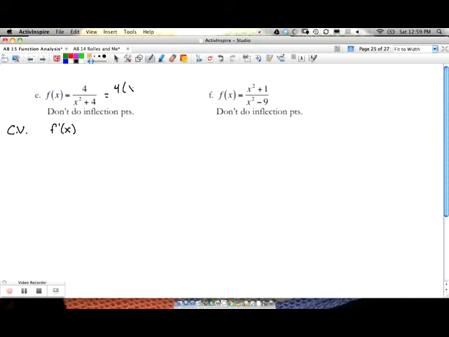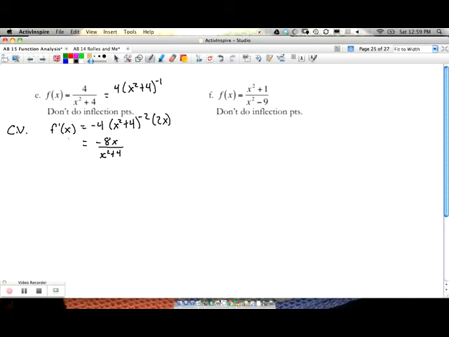Remember that this function up here is really 4 times x squared plus 4 to the negative 1. So that helps us take the derivative a little bit easier. It means the derivative is going to be negative 4 times x squared plus 4 to the negative 2. And then the chain of that inside is going to be 2x. So now we multiply things there, simplify things. We get negative 8x on top and x squared plus 4 on bottom.